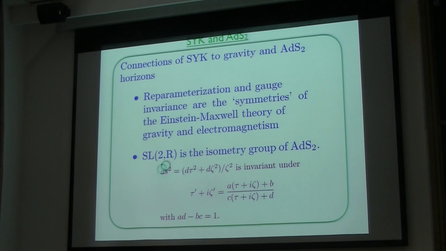So this is the metric of AdS2. And you can verify that if you do an SL2R transformation, this metric goes back to itself. That's really the defining property of anti-de Sitter space, this invariance under SL2R transformations, which is the conformal group in 1+1 dimensions. What we find, therefore, is that the theory of gravity in 1+1 dimensions with an AdS2 vacuum has exactly the same symmetries as the low energy properties of the SYK model.